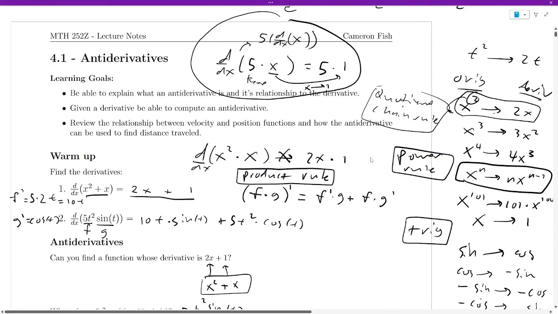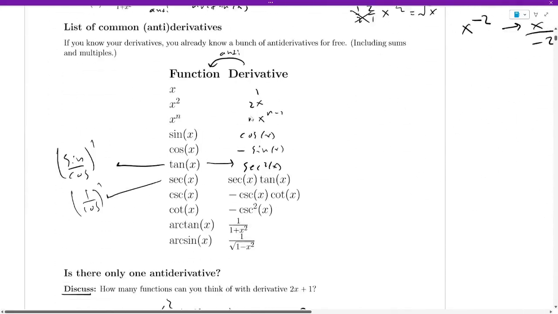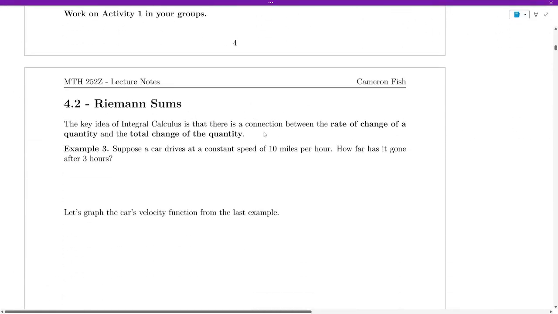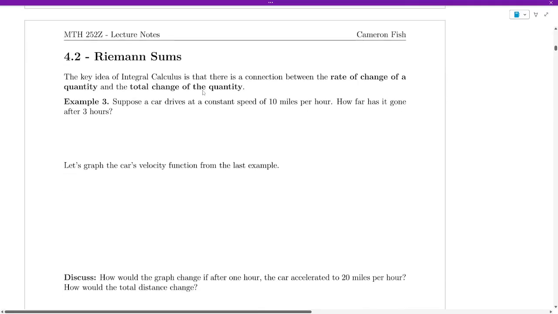Cool. So that's the main story for 4.1 here. Next time we'll talk a little bit about 4.2, talking about Riemann sums. So we'll get there. Basically, we're going to be learning about rate of change of a quantity connected to the total change of the quantity. So that's related to our physics story that we were just talking about.